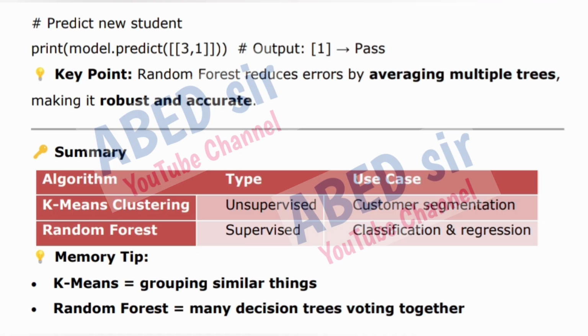Summary. Algorithm, type, use case. K-means clustering: unsupervised, customer segmentation. Random forest: supervised, classification and regression. Memory tip: k-means is equal to grouping similar things. Random forest is equal to many decision trees voting together.